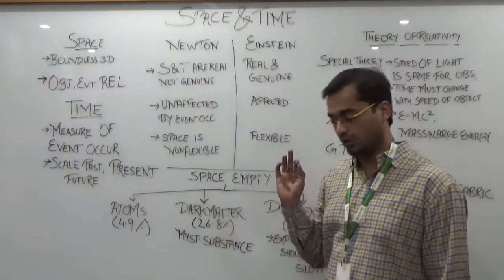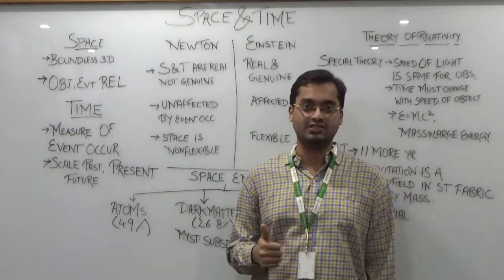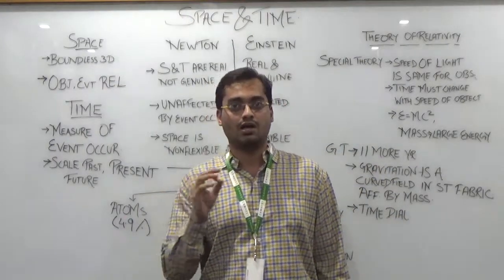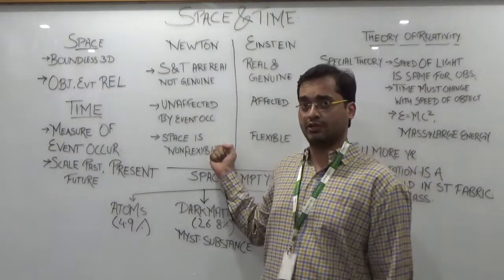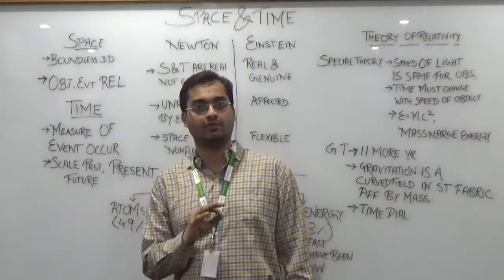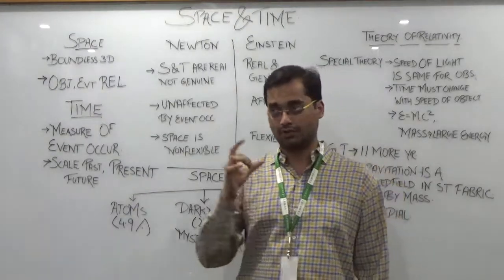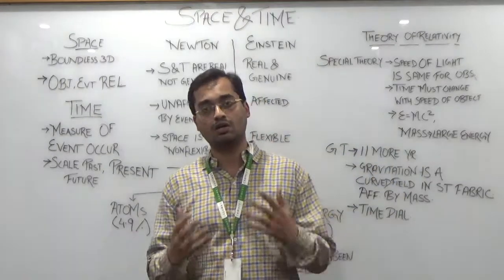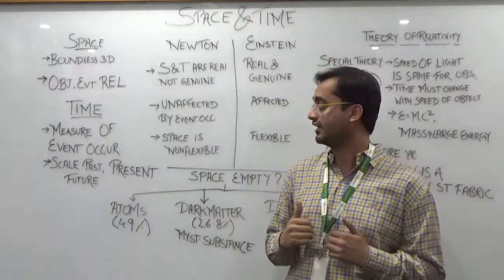The whole concept of space and time started when an apple fell on Newton's head and he came to derive the theory of gravity. At that time, Newton thought that space and time are real, but they are not genuine. That means that space exists, time does exist, but we cannot modulate those things according to our parametric needs.